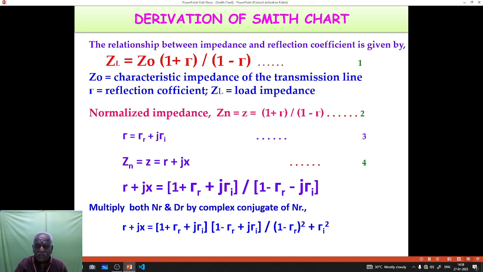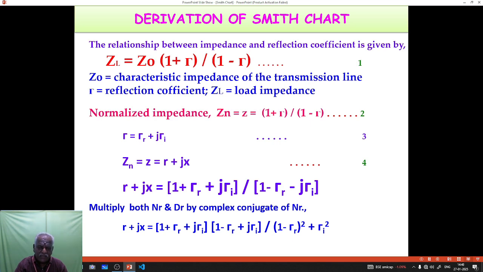Normalized impedance: what is meant by normalization? The impedance value is divided by the characteristic impedance of the line. Therefore, we get the normalized impedance. The normalized impedance Zn is equal to z. Capital Z represents the complex impedance value, and small z represents the complex normalized load impedance. So it is equal to (1 plus gamma) divided by (1 minus gamma).